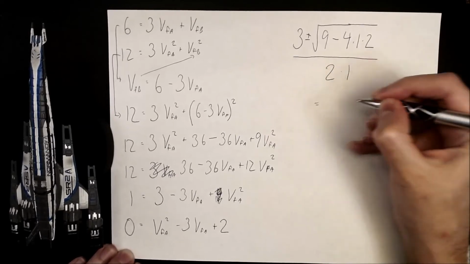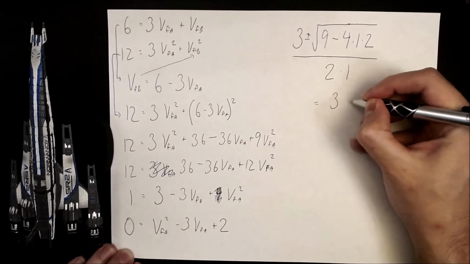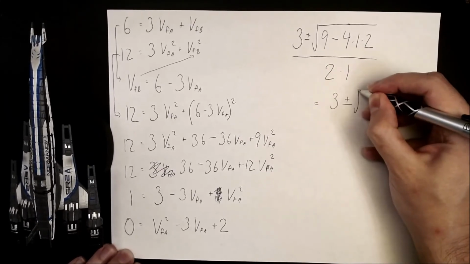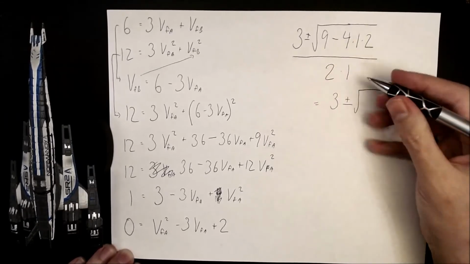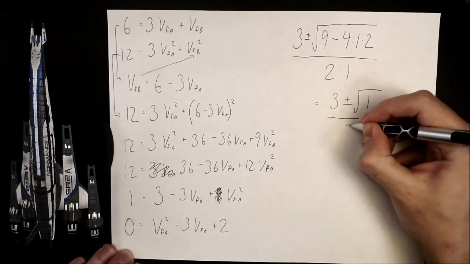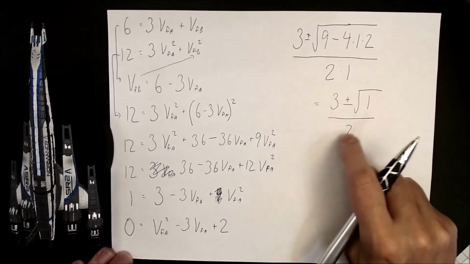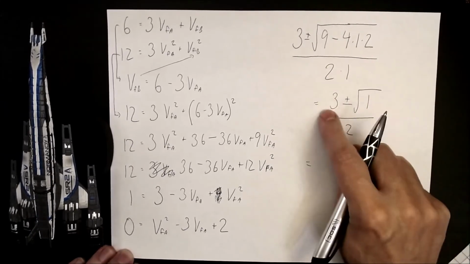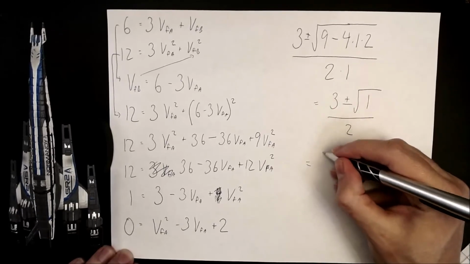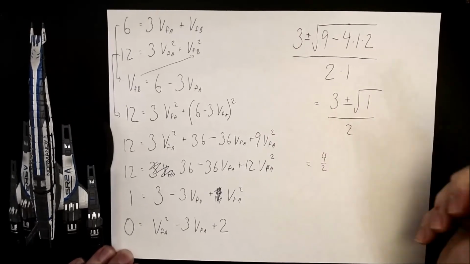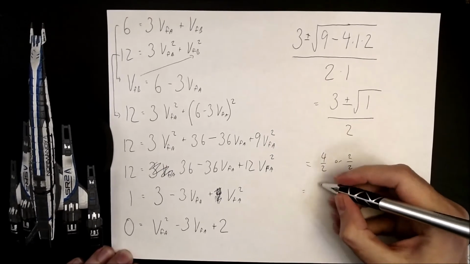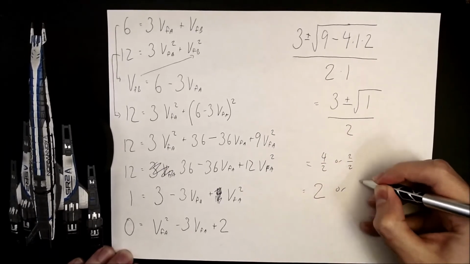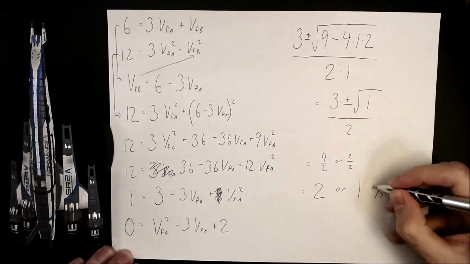And so this is going to equal 3 plus or minus the square root of, let's see, 9 minus 8, square root of 1, over 2. So that's just 3 plus 1 or 3 minus 1. And so 3 plus 1 is 4 over 2. 3 minus 1 is 2 over 2. So this is actually just 2 or 1 meters per second.